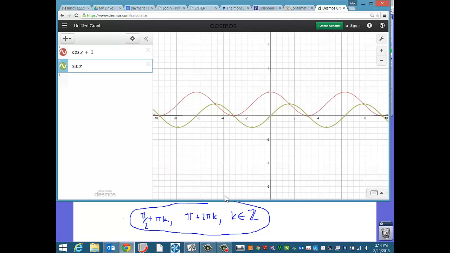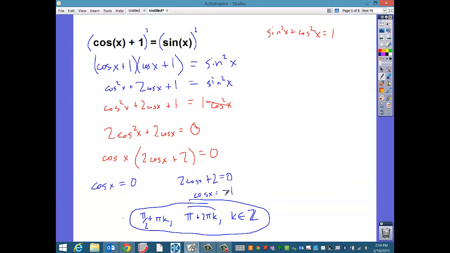Pi is a solution, I see that. Pi plus 2 pi is 3 pi. He's over here. Pi minus 2 pi is negative pi. I see that right here. So I appear to have pi and 3 pi and negative pi and negative 3 pi. So this one seems to be working out.